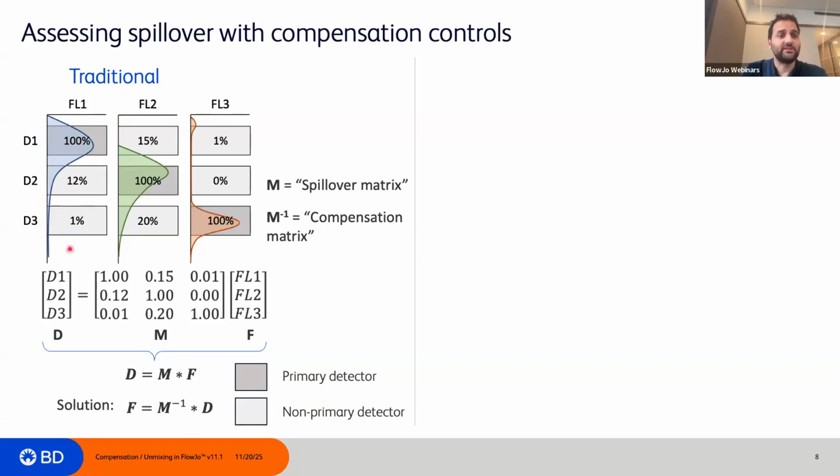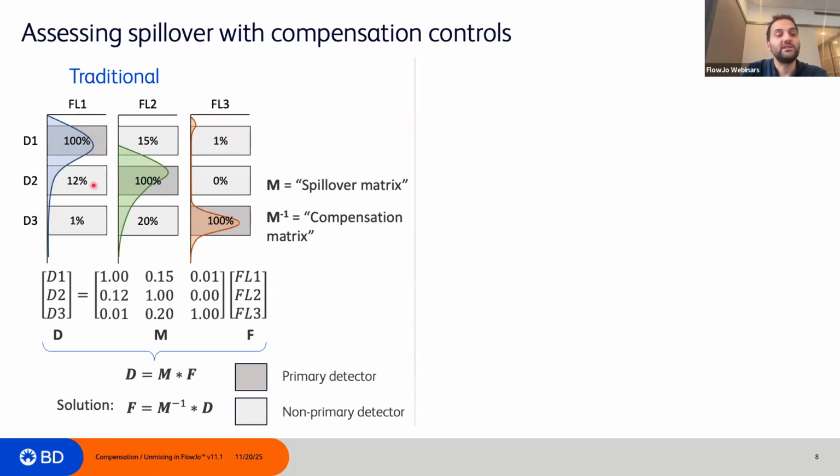So now what happens in the instrument? Detector 1 here has signal 100% from the fluorochrome 1 because we assigned it as the primary detector. Then we also have 15% from fluorochrome 2 and 1% from fluorochrome 3. So this is the problem here of the spectral spillover. So we have more signal in detector 1 that doesn't only come from the fluorochrome 1.